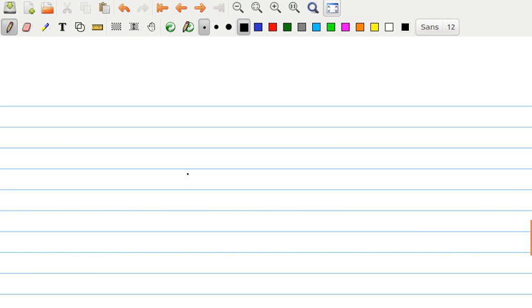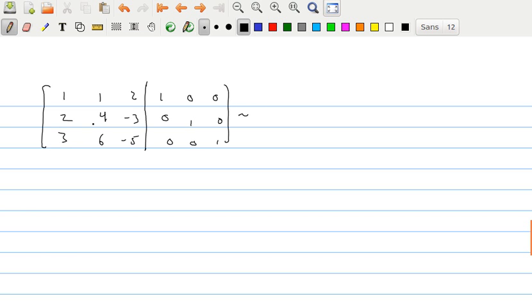Let's say the matrix A is, we'll do a 3 by 3, 1, 1, 2, 2, 4, negative 3, 3, 6, negative 5. And then we're going to augment this with the identity matrix, 1, 0, 0, 0, 1, 0, 0, 0, 1. And now we want to row reduce this.